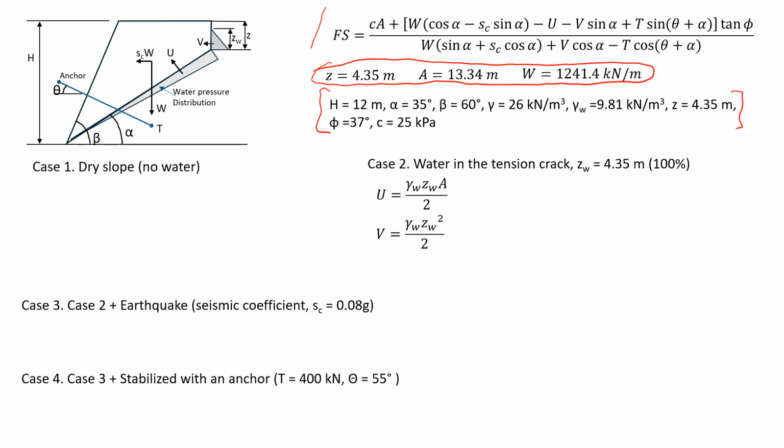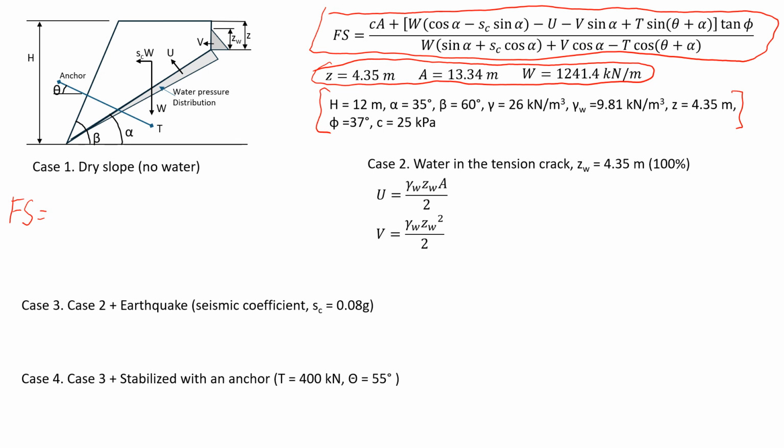For each of the cases, we're going to use this formula. But for some of the cases, some components in this formula are not going to be there. So we just need to be mindful of that. So for the first case, we have a dry slope. There is no water pressure, no seismicity, and no anchors.